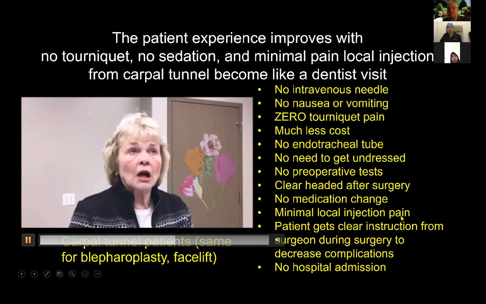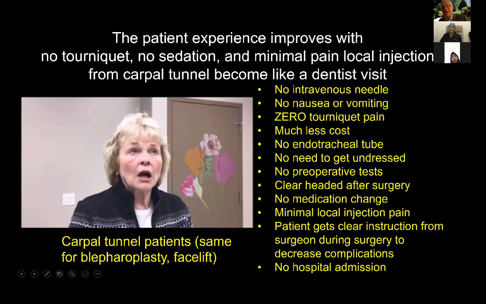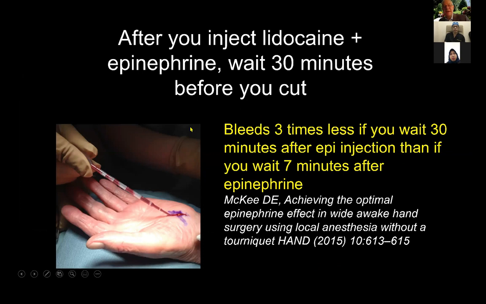This is for everything else that we've talked about: forehead flaps, tibia fractures, if you know how to inject so it doesn't hurt. So we need to get into that now, because how do you inject so it doesn't hurt? But just one more thing here, and that is it takes 26 minutes in humans, not 7, for maximal vasoconstriction.